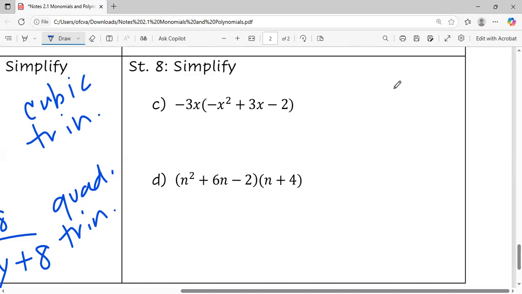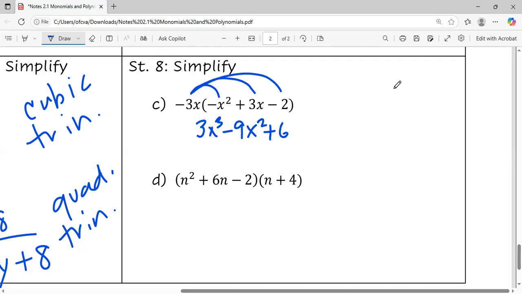All right, so negative 3x times negative x squared, negative times negative, that's positive. And you're going to add the power of 1 and the power of 2. So that's 3x, power of 3. And negative 3x times positive 3x, that's negative 9x squared. And negative 3x times negative 2, that's positive 6x.